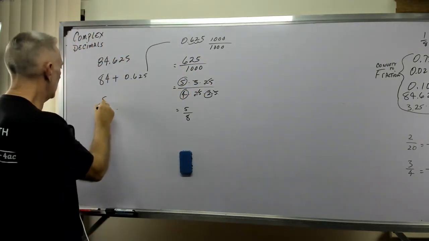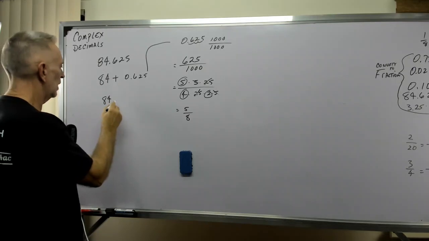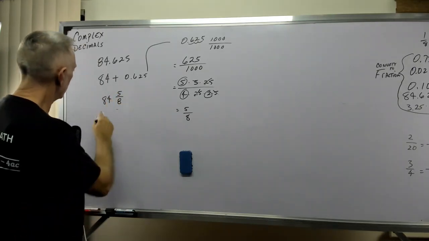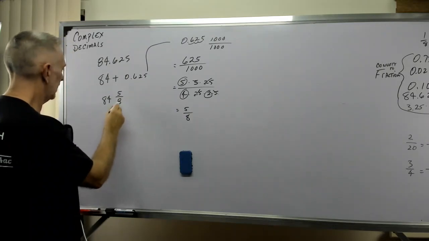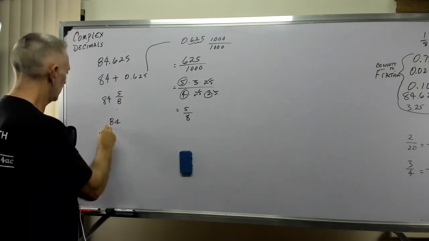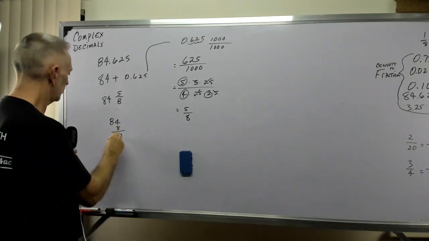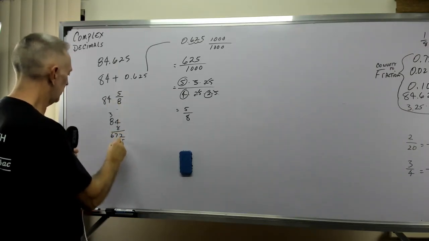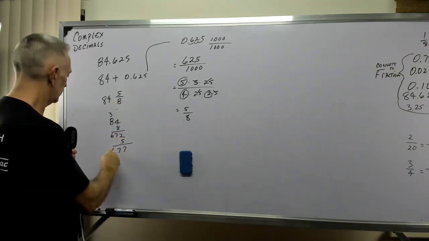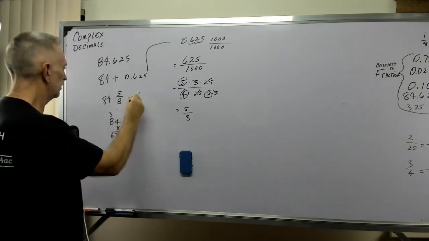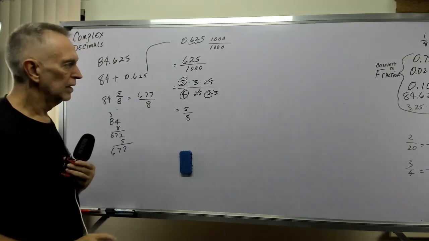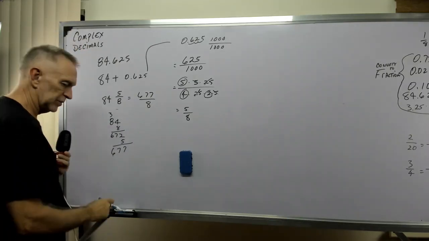So now I have 84 and 5/8. Well, 84 times 8 plus 5. 84 times 8. 8 times 4 is 32. 3, 64. 5, 6, 7. 672 plus the 5. 677 over 8. Seems like an odd number, doesn't it? Well, let's see if that's correct.